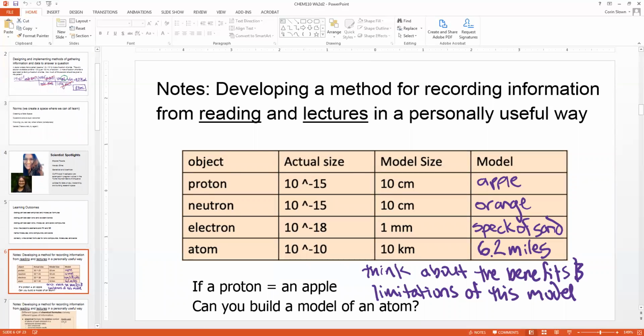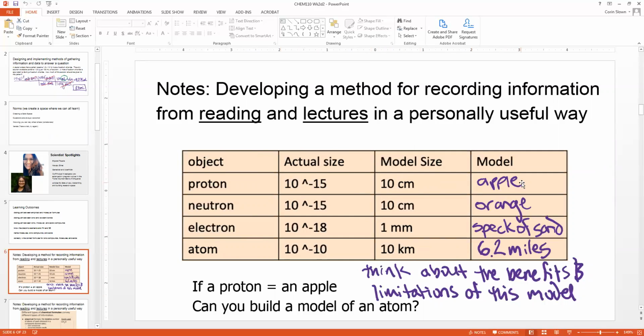So in your notes, I asked you to create a model for an atom. In this case, we had the actual size of the atom, and then we had our model size. So while the actual size is 10 to the negative 15th meters, our model size is going to be centimeters. And so an equivalent model would be an apple.